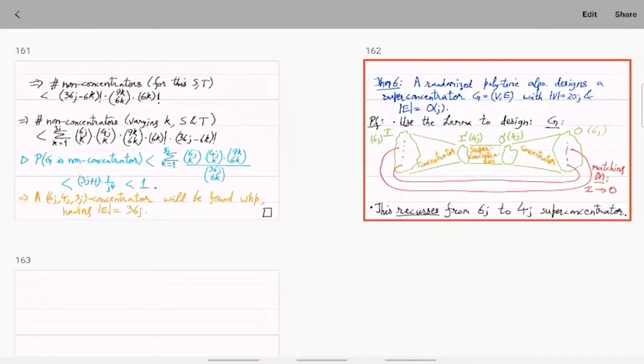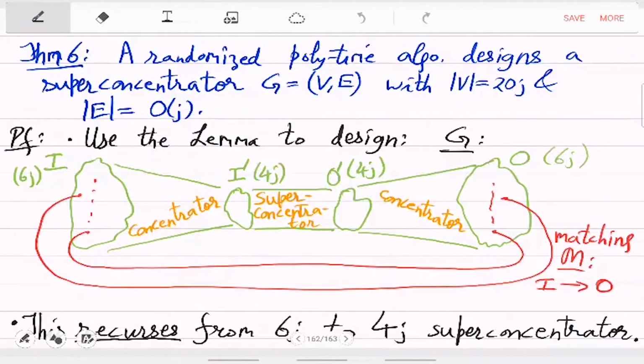So, we are at the end of this long proof, this major application of probabilistic methods to show that a super concentrator exists of linear size and it is an infinite family. So, what you do is these green things will be known and then we connect them. So, connect I with I prime, this 6J to 4J concentrator, and a copy of this reversed, O prime to O, and in the middle I prime to O prime, this 4J to 4J, use a super concentrator.